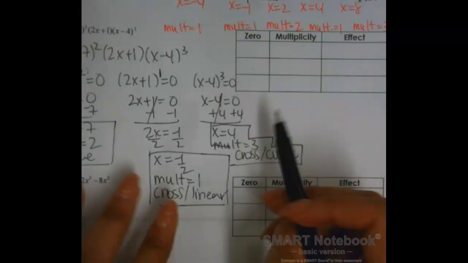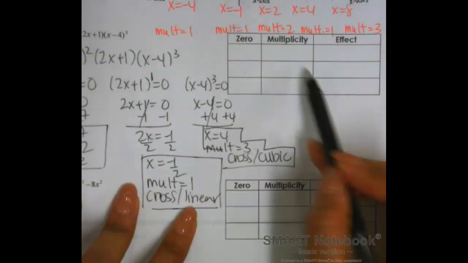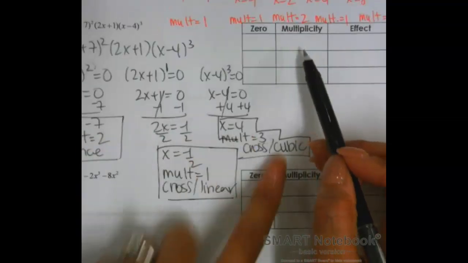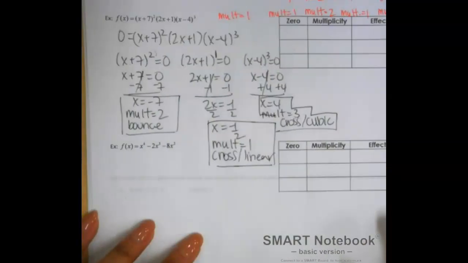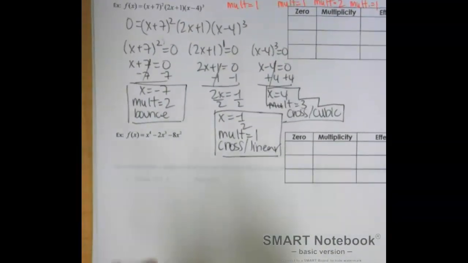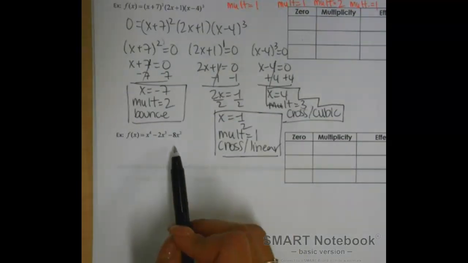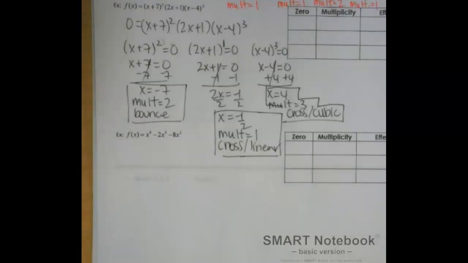So all of these items can literally be placed in this little chart, but just for the purposes of time, I'm not going to put it in this chart. Your zeros are the x equals, the multiplicities are labeled, and the effect is at the very bottom. So what I want you guys to do, I'm going to give you about 4 minutes. I want you to solve this equation. Yes, you're going to have to factor, have fun. And then I want you to label the x-intercepts, or the zeros, the multiplicity, and the effect. What's happening to the graph?